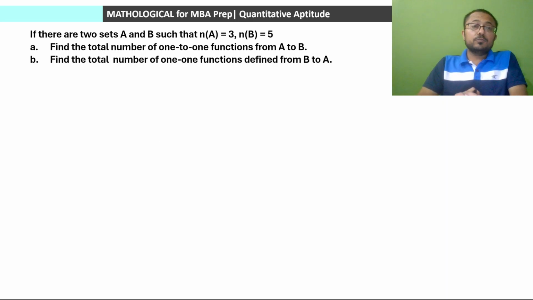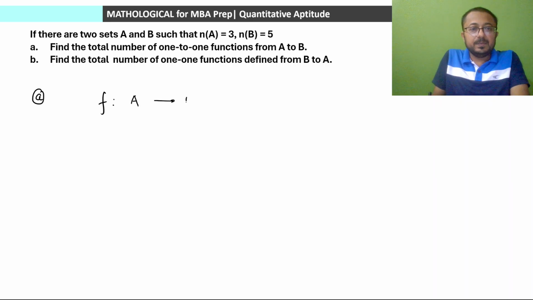Next is, there are two sets A and B such that the number of elements in set A is equal to 3, the number of elements in set B is equal to 5, and we have to find out the total number of one-to-one functions from set A to set B. So how many such functions will be possible? One-one functions basically, part A. And functions are defined from set A to set B.